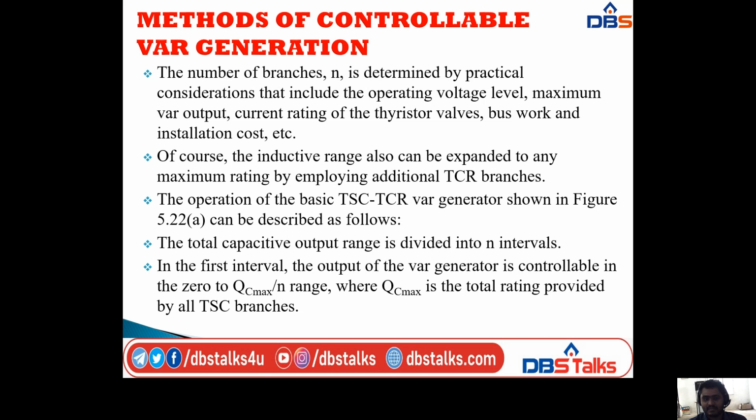In the first interval, the output of the VAR generator is controllable in the range 0 to QC maximum by n. Here I am taking n intervals, so firstly I will take the first interval. In this interval, the output of the VAR generator is controllable in the limit of 0 to QC maximum by n, where QC maximum is the total rating provided by all TSC branches, nothing but the thyristor switched capacitor branches. That is for the first interval.